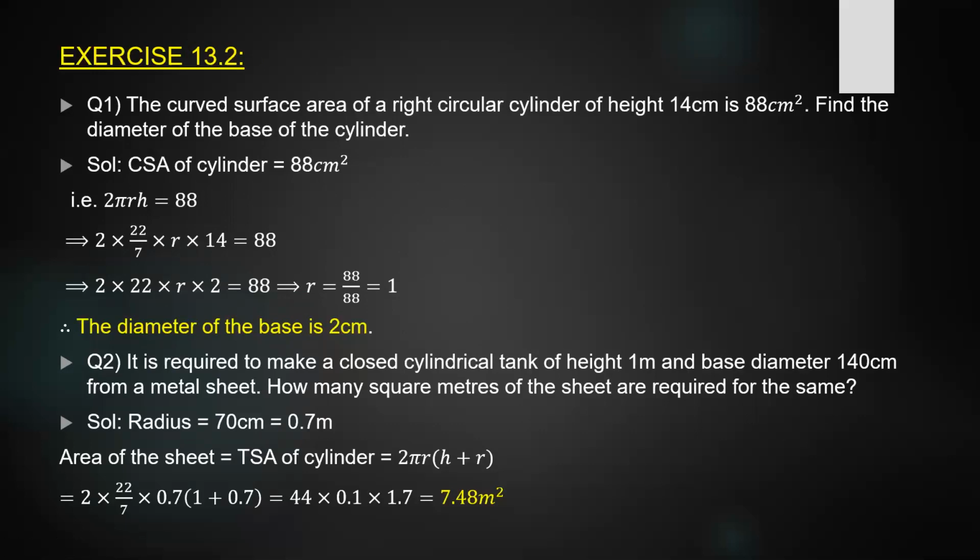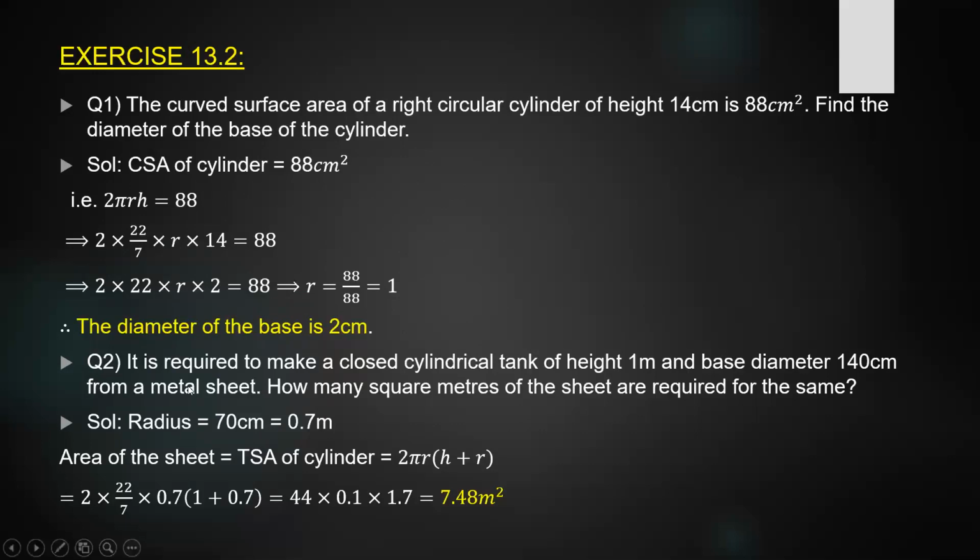Now, what is your quick observation when you read the question? What we notice here is the difference of units. The height is given in meters and the diameter is given in centimeters. So we are going to make the units uniform. Now the radius here is 70 centimeters, which I'm converting as 0.7 meters.